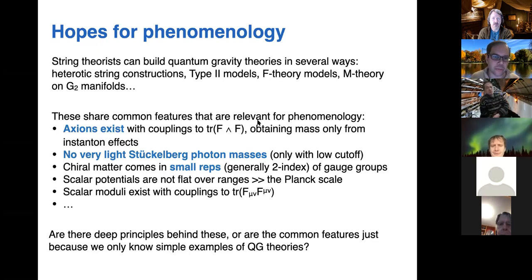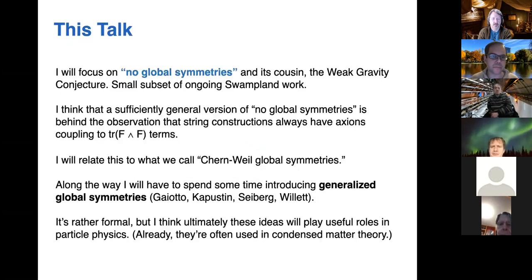And I think what's been happening over the last several years is that, at least for some of these questions, we're starting to get some idea of what the principles might be, and not just looking under lampposts. So I'm going to focus in this talk on a set of these Swampland ideas, which are all related to the common theme that there are no global symmetries in theories of quantum gravity. And I'll say more about that in a second.